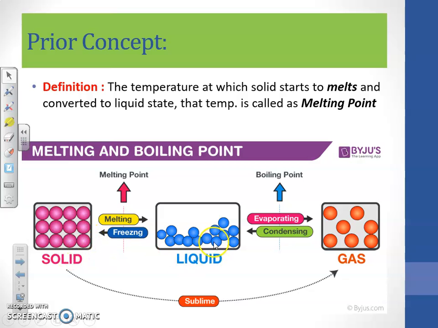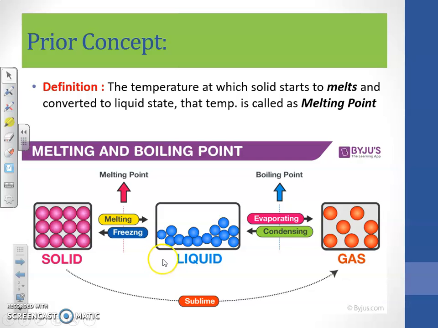Next, if you provide further heat energy to the liquid state, it is converted to the gaseous state. The molecules absorb the heat energy, they become more energized and more free, so that they can evaporate. The process from liquid to gaseous state is called evaporation. If you want to convert the gaseous state back to liquid, the process is called condensation.